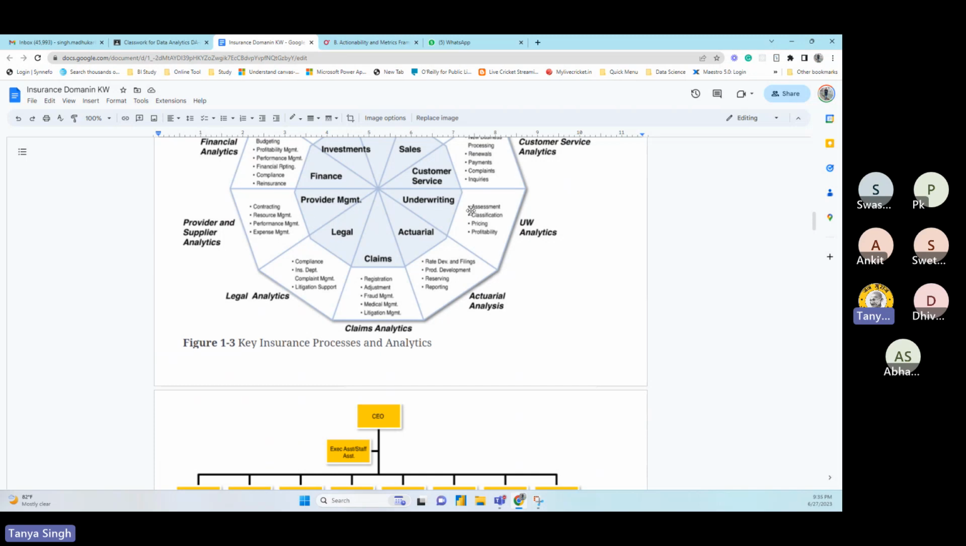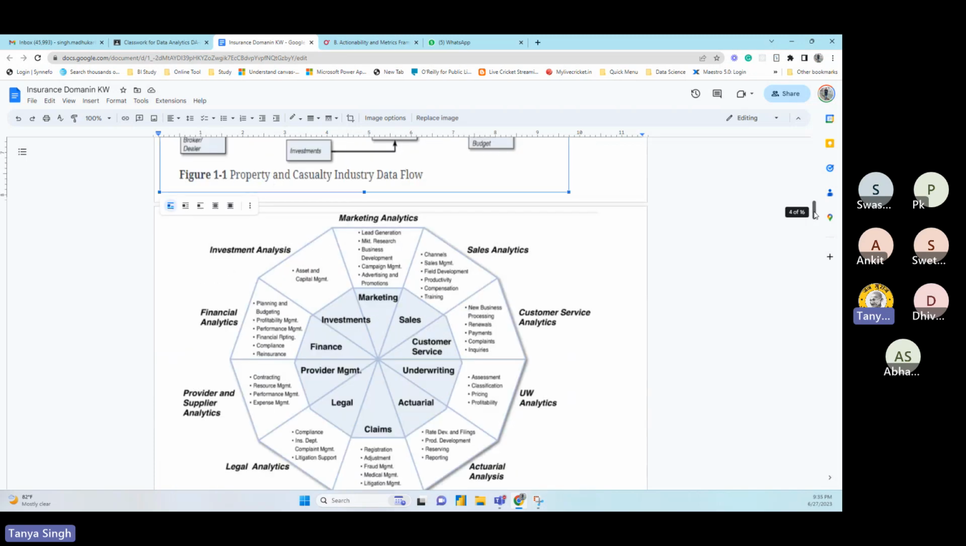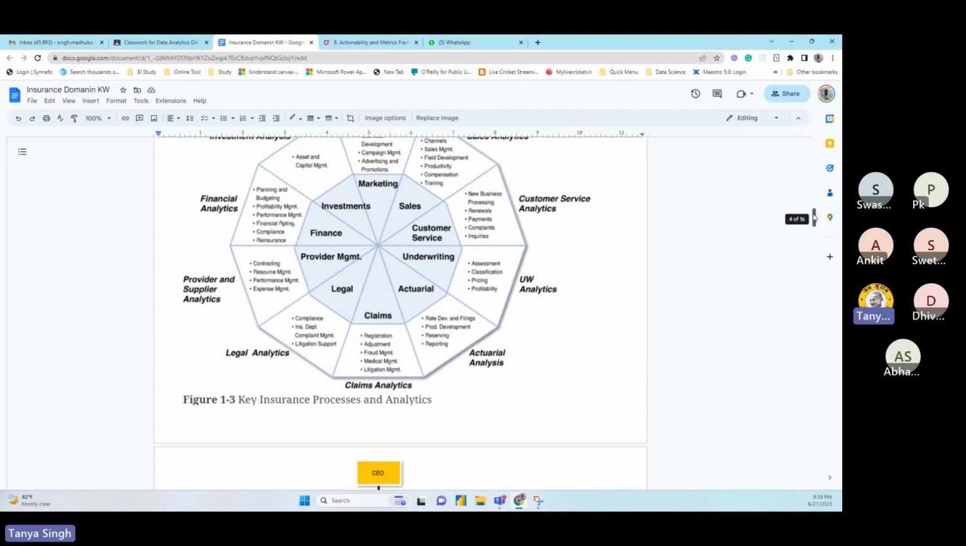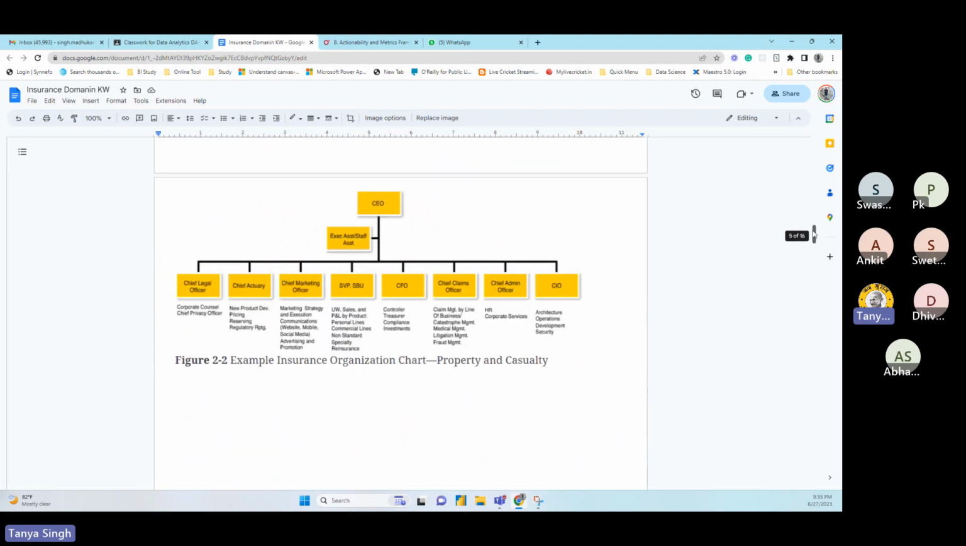If you look at four of them: finance, underwriting, actuaries, and claims, these four are the heavy users of any insurance company. They make a lot of requests. A lot of the time you'll work with these guys: the finance guys, underwriting guys, actuarial, and claims guys. So this covers each section, what you do, and what the departments look like.